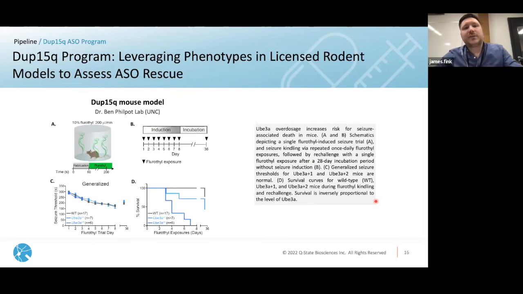There are mouse models available, and we actually have licensed this mouse model from Dr. Ben Philpot's lab. And interestingly, these mice have an increased risk of death upon chemically induced seizures, which is reminiscent of the sudden unexpected death from epilepsy seen in patients. And so one of the next steps here is to screen some of our ASOs in the mouse model to show proof of concept rescue of this disease relevant phenotype.